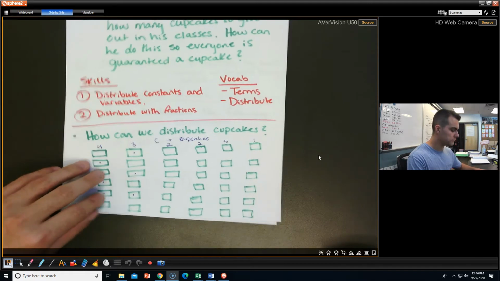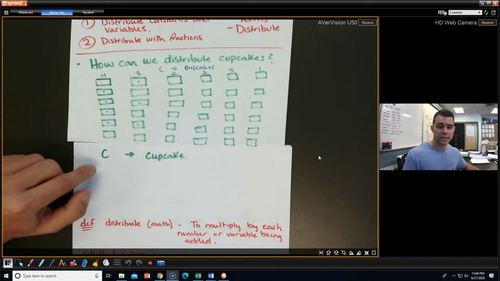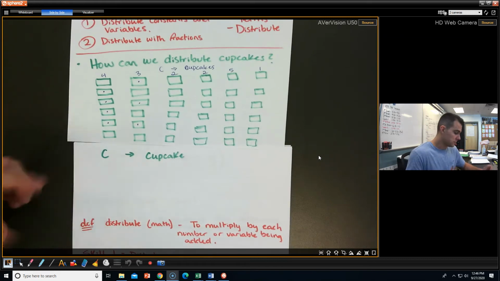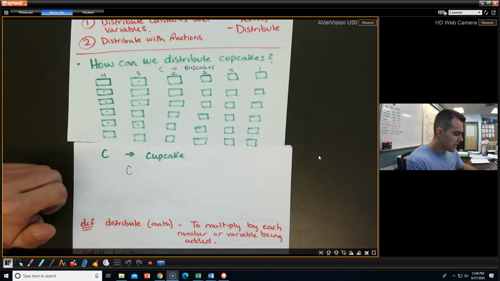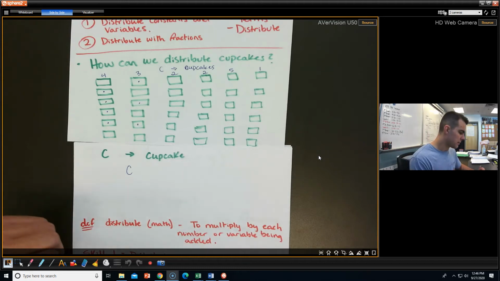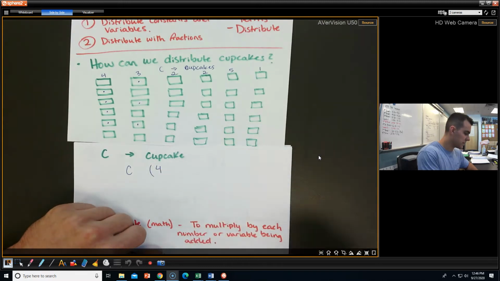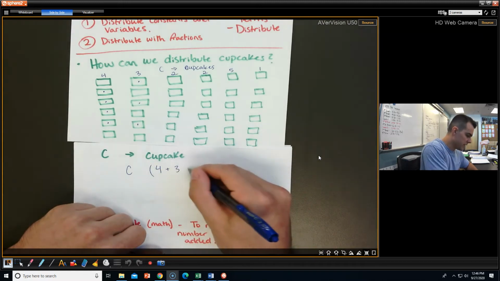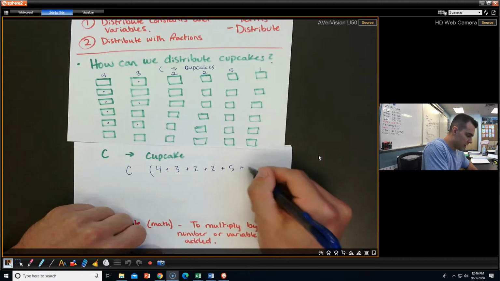So if C represents my cupcake, let's write that down. And if I'm going to have the total amount of people, I have to add them up. I've got to get the total. So I want to add up my 4 students, add my 3, add my 2, add my 2, add my 5, and add my 1.